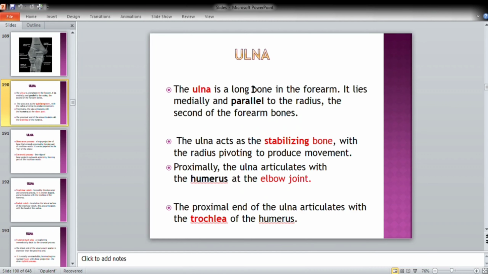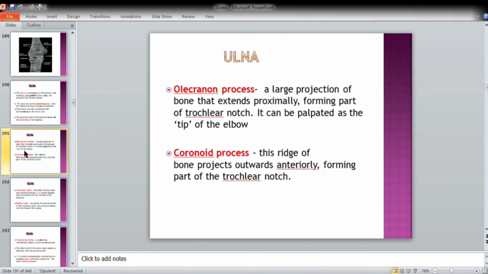Moving on to the ulna, the ulna is the long bone in the forearm. It lies medially and parallel to the radius, and is the second of the forearm bones. The ulna acts as a stabilizing bone with the radius pivoting to produce movement. Proximally, the ulna articulates with the humerus at the elbow joint, and the proximal end of the ulna articulates with the trochlea of the humerus. The olecranon process and the coronoid process.